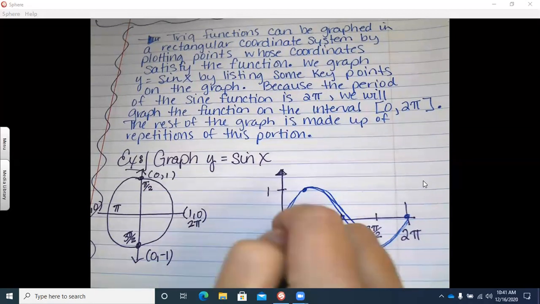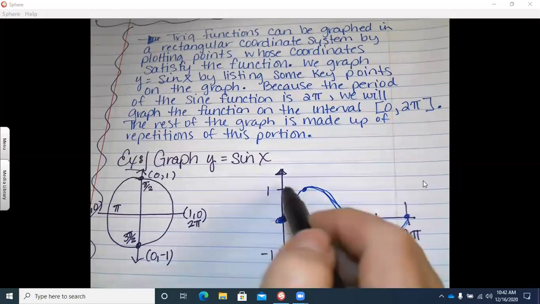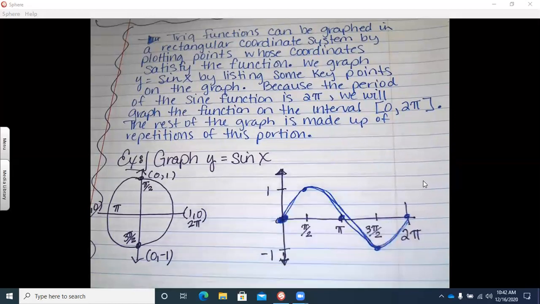If we were doing cosine, what's the cosine at 0 radians? 1. So cosine would start up here. And this pattern is very similar. It's like that wave pattern. But where it starts makes a difference depending on if you're at sine or cosine. Okay? So in this case, the period is 2 pi.